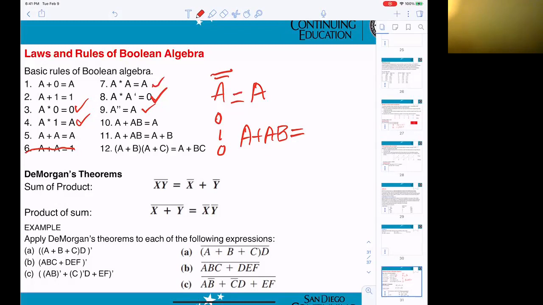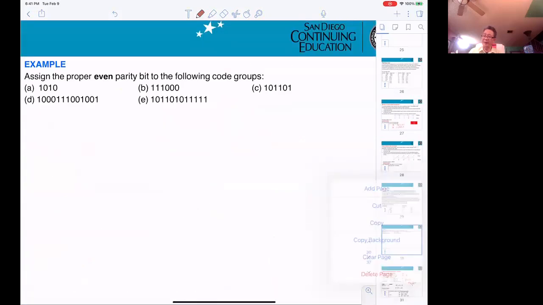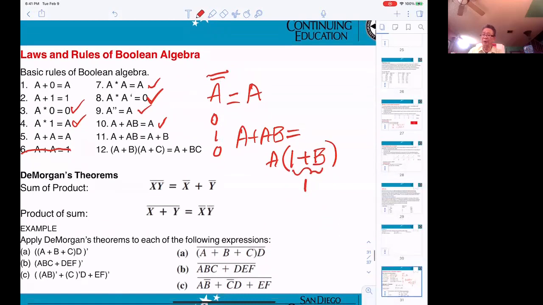Okay, now A or AB. I can prove it for you. A or AB, you can put A and you open. You get a 1, you add into B. 1 added into B, what do you get? 1. 1 times A, that's why it will be equal to A.